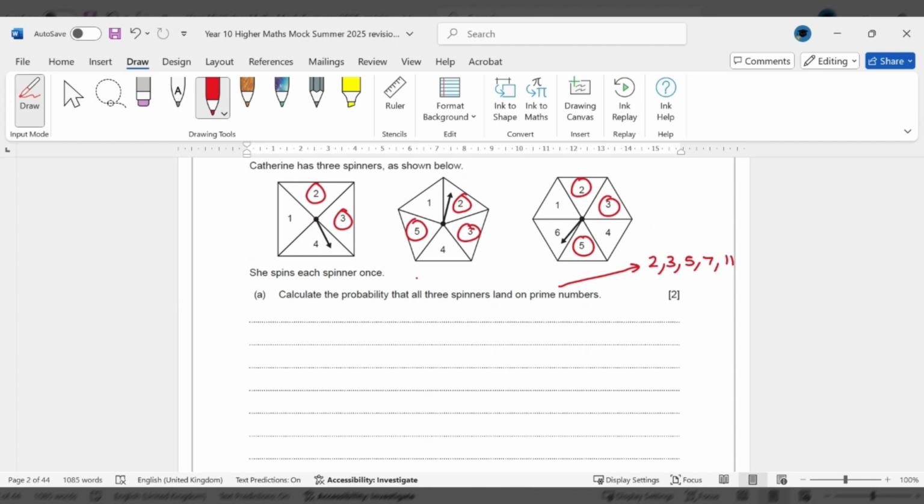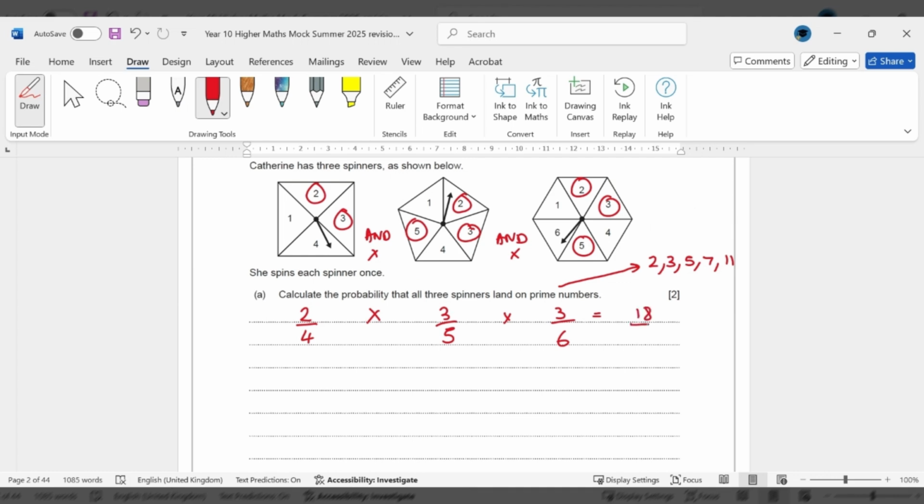What is the probability that all three, so this one and this one and this one, all three land on prime numbers? So this one, the probability is 2 out of 4. And it's times. All probability combinations, you've got to times them to work out combinations. Okay, this one is 3 out of 5. And this one is 3 out of 6. Get your calculators if you need to. The top is 2 times 3 times 3.